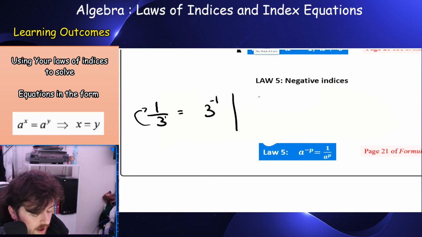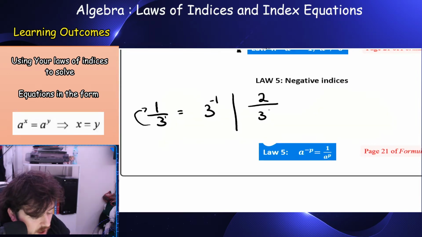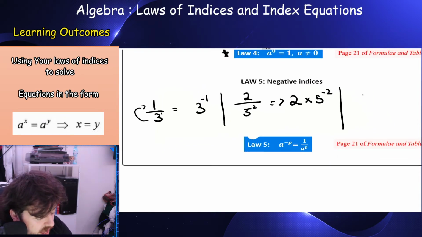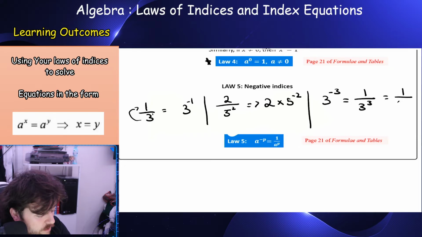Another example would be, let's just say I have 2 divided by 5 squared. That's the same as 2 times, if I'm bringing the 5 squared up, 2 times 5 to the power of minus 2. It's just another way of writing it. So this works conversely as well. If I have 3 to the power of negative 3, that's going to equal 1 over 3 cubed, which is equal to 1 over 27, since 3 cubed is 27. So law 5 deals with negative indices. With a negative index, you bring it across the line and put it to the power that it's given.